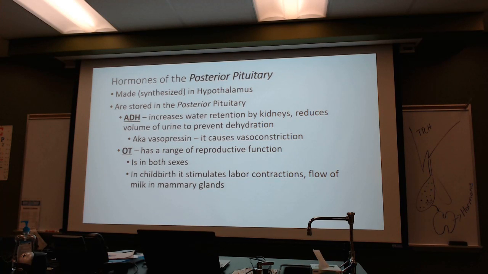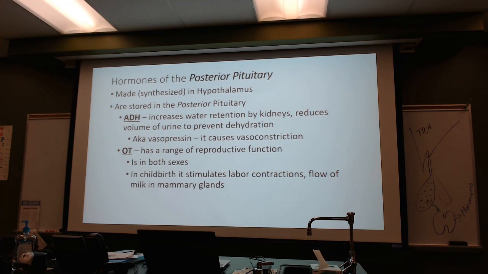These are hormones that are synthesized in the hypothalamus. So that little nerve cell body creates its product. It travels down the axons that go to the posterior pituitary, and they just basically release their chemical. And there's only the two: antidiuretic hormone and oxytocin.